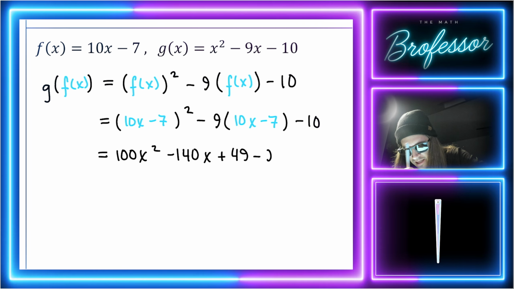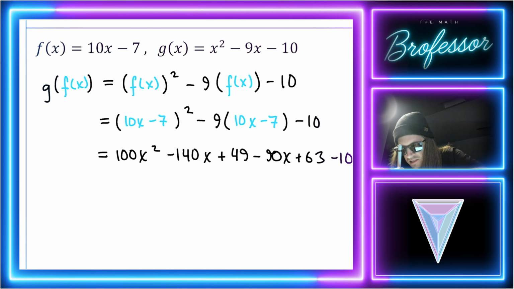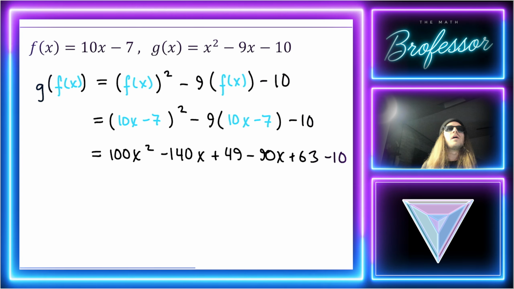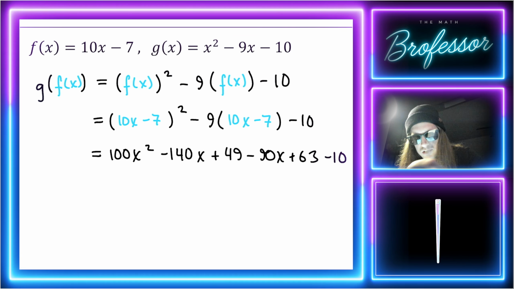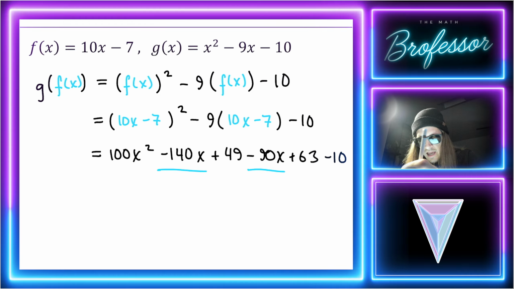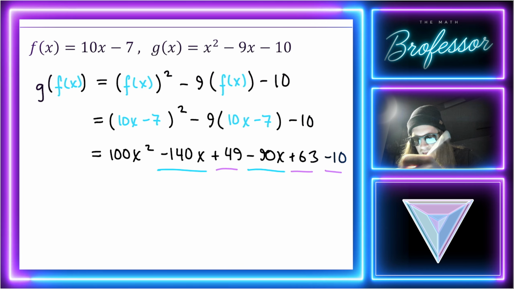Distribute the 9, that's 90x plus 63 minus 10. Can we see all of that? Yeah, there we go. There it is right there. And then we combine like terms. So we got a minus 140x, a minus 90x, and then as far as constants go, we have a 49, 63, and a negative 10.